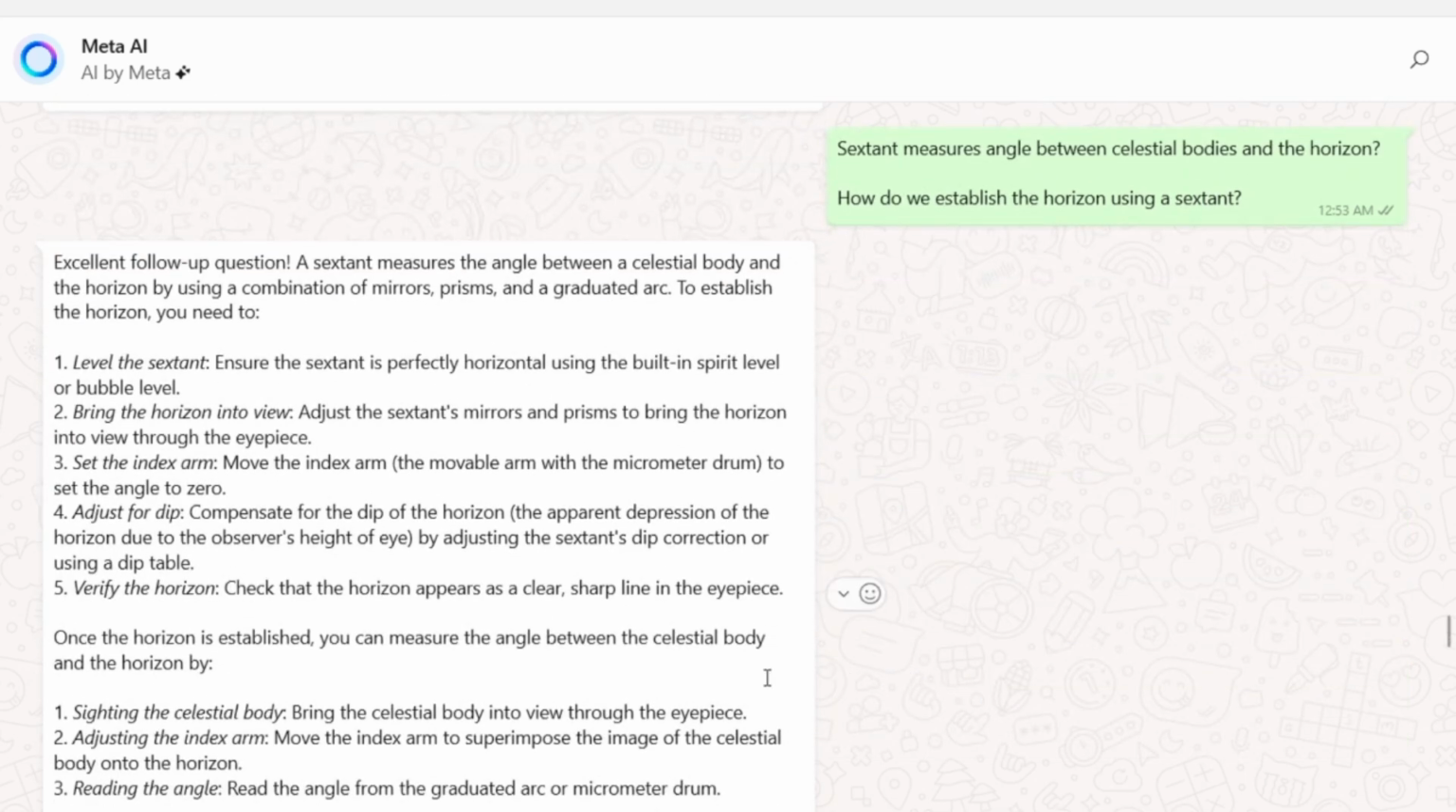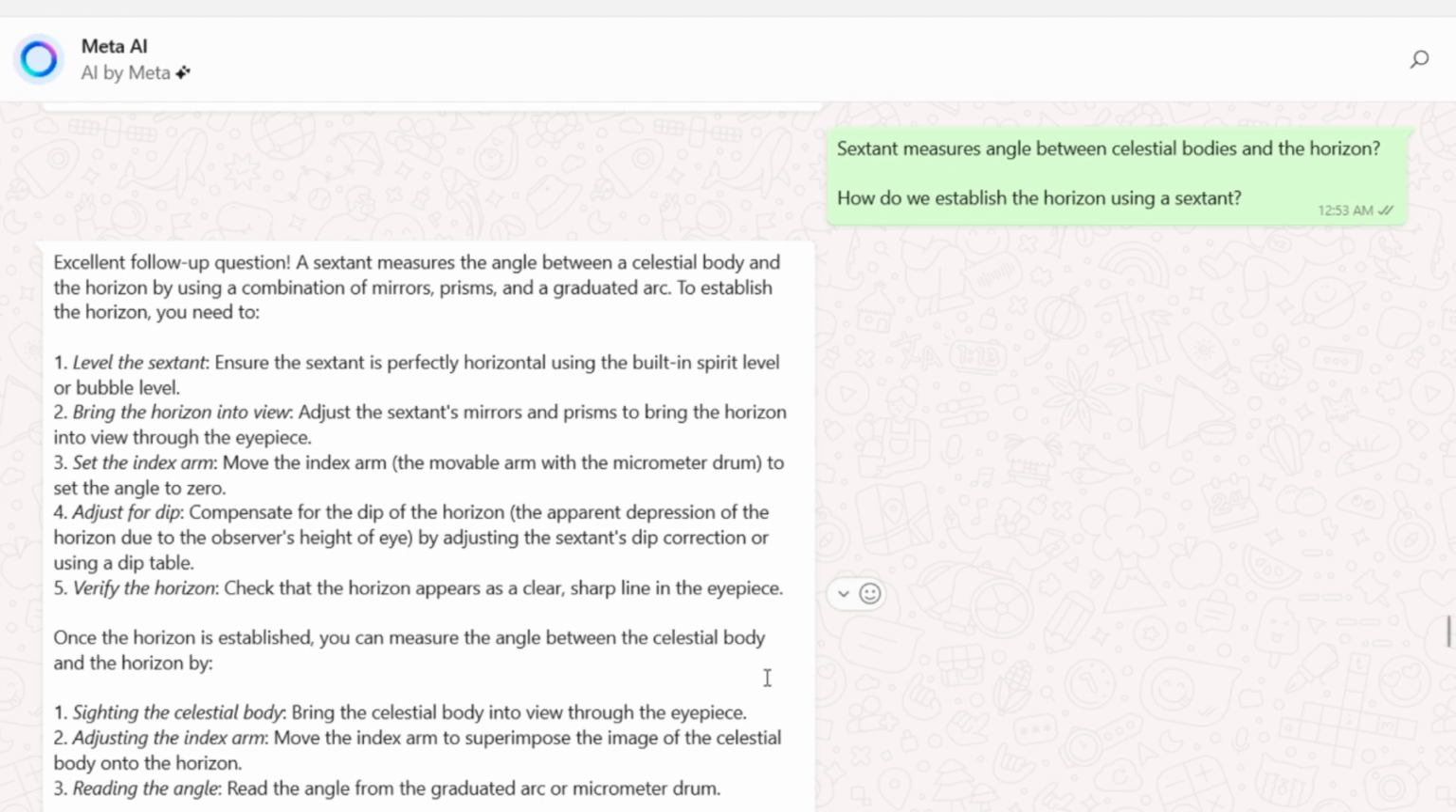AI answers, excellent follow-up question. A sextant measures the angle between a celestial body and the horizon by using a combination of mirrors, prisms, and a graduated arc. To establish the horizon, you need to first level the sextant, which is to ensure the sextant is perfectly horizontal using the built-in spirit level or bubble level. Second, bring the horizon into view. Adjust the sextant's mirrors and prisms to bring the horizon into view through the eyepiece.